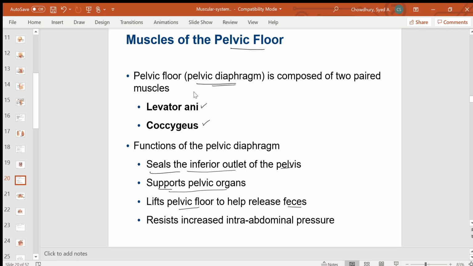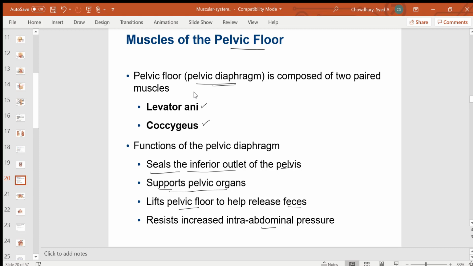Okay, and if intra-abdominal pressure increases for some reason, then the pelvic floor will move down to provide more room to absorb that additional pressure. So if the pressure increases inside your abdomen, the pelvic floor will move downwards to give more space to reduce the intra-abdominal pressure. So those are some very important functions.